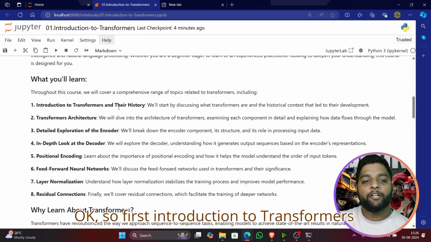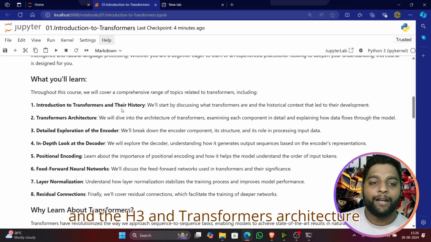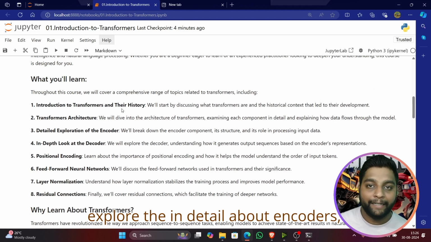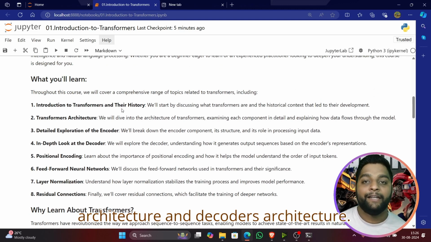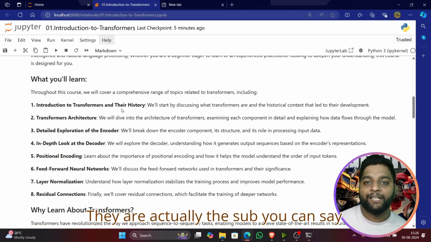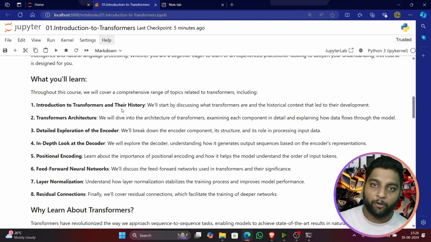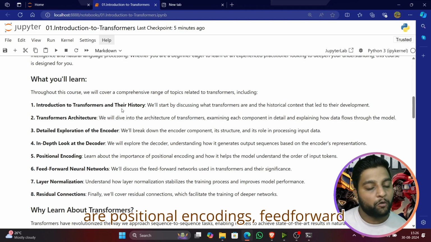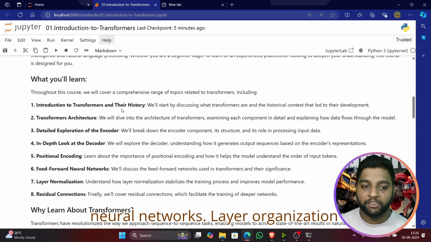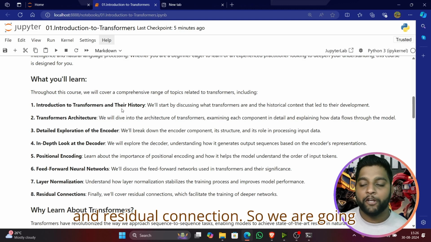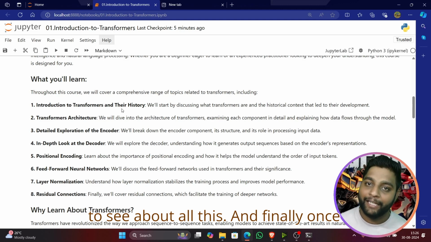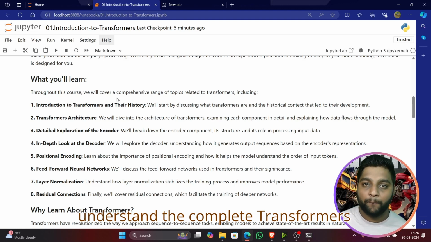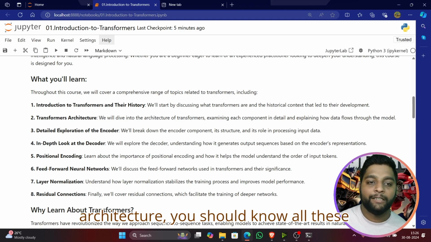First, we are going to see the introduction to Transformers and the history, and the Transformers architecture, and we are going to explore in detail the encoder architecture and decoder architecture. They are actually the sub-processes of Transformers. And finally, what are positional encodings, feed forward neural networks, layer normalization, and residual connections. We are going to see all of this. And finally, once again, we are going to discuss the complete Transformers architecture. To understand the complete Transformers architecture, you should know all these topics.